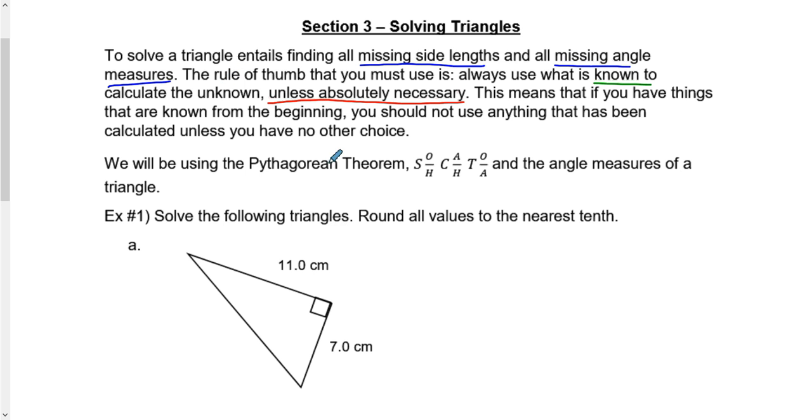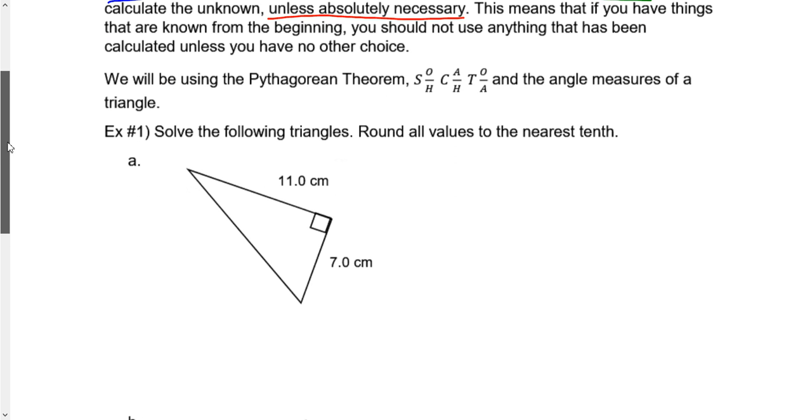We're going to be using the Pythagorean theorem, our primary trig ratios, and we're also going to use our understanding of how many degrees are in a triangle. Our first triangle, we're going to solve this one. Well, using just what we have, we can do anything really first. For example, if we want to solve for this angle, I'm going to call this angle theta.